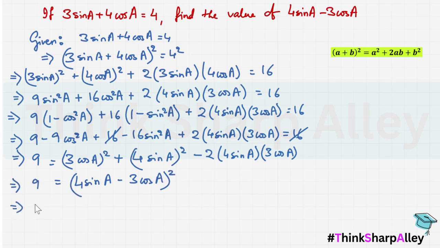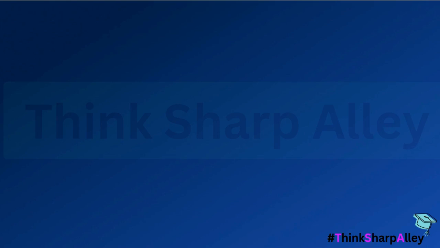So which means 4 sin A minus 3 cos A is equal to plus minus square root of 9, which is equal to plus minus 3. No, it did not come from thin air. It came from spotting a square in disguise. So that's it. Alright, that was fun, wasn't it?